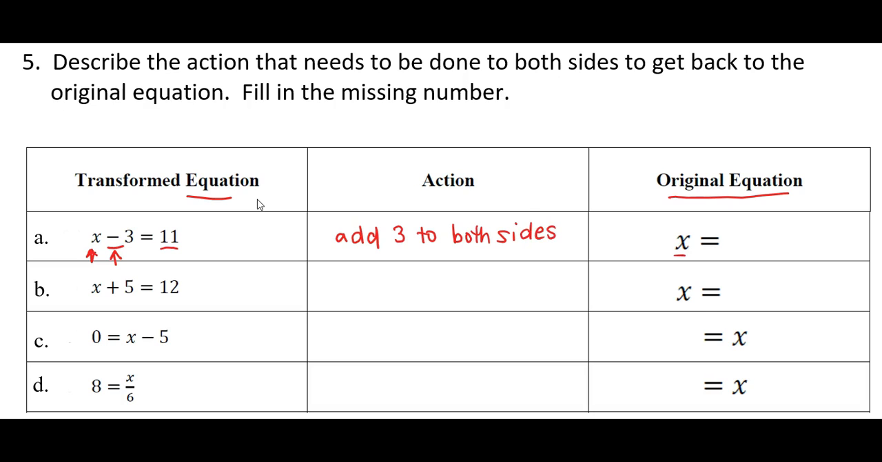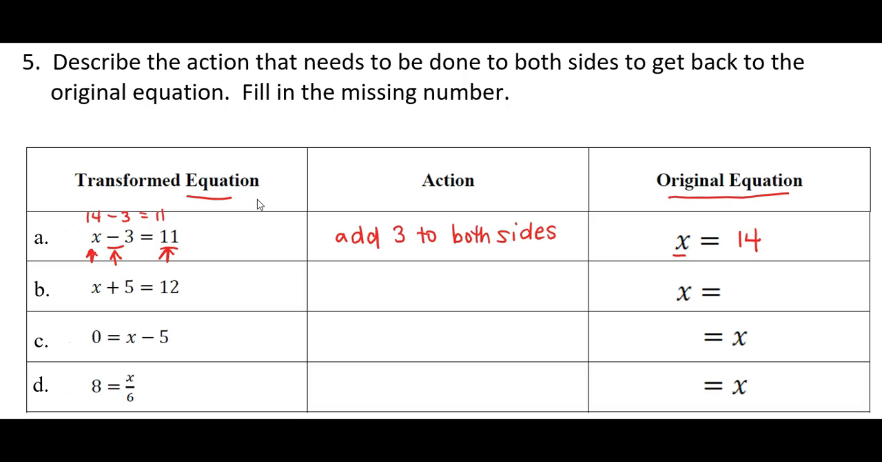So that gets me back to x on the left-hand side. Well, I still have to add 3 to the right-hand side. 11 plus 3 is 14. So x equals 14. I can double check myself by going back to that transformed equation and putting a 14 in place of the x. 14 minus 3 equals 11, and that's a true statement. So I know that x equals 14.